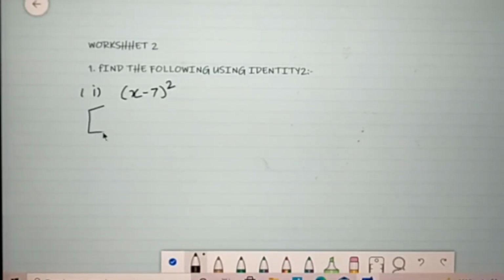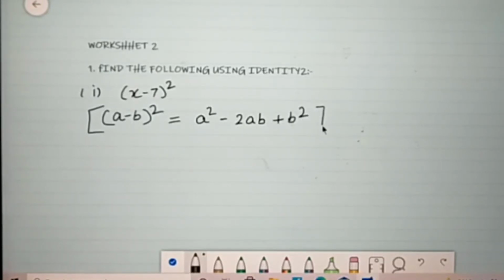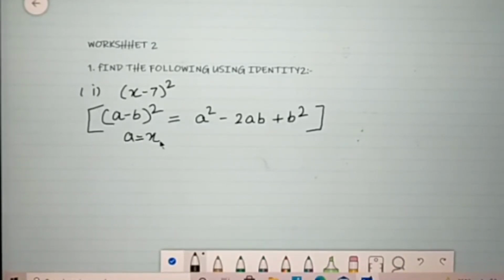So now what is identity 2? Let's recall: (a - b) whole square. This is identity 2. (a - b) whole square is a square minus 2ab plus b square. Now what is a and b here in this expression? a is x and b is 7. So here we have a equals x and b equals 7.